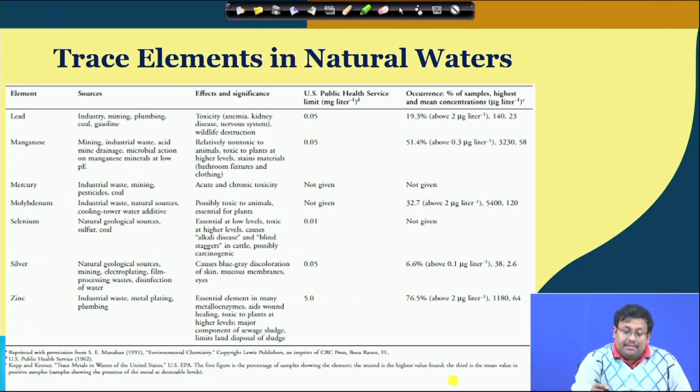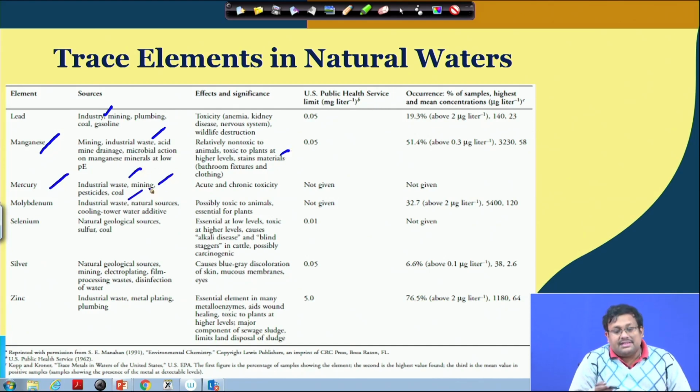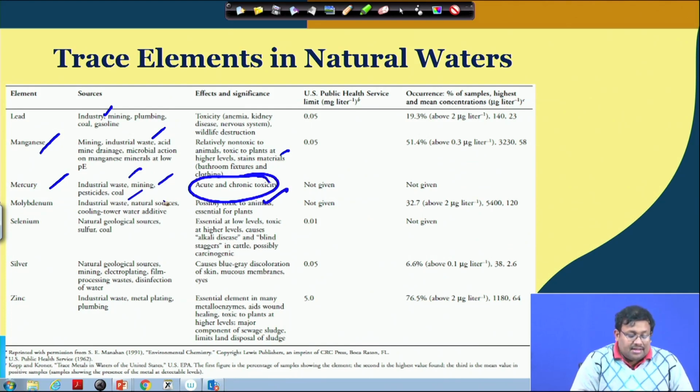Obviously, lead is a very important trace element, which is prevalent in industrial effluent, mining, plumbing, coal and gasoline, and it produces acute toxicity, specifically anemia, kidney disease, nervous system damage, and wildlife destruction. Manganese is mainly found in mining activities, and is also present in industrial waste and acid mine drainage. It is relatively non-toxic to animals and toxic to plants at higher levels. Mercury comes from industrial waste, mining activities, pesticides and coal, and it produces acute and chronic toxicity; it is highly toxic in nature.